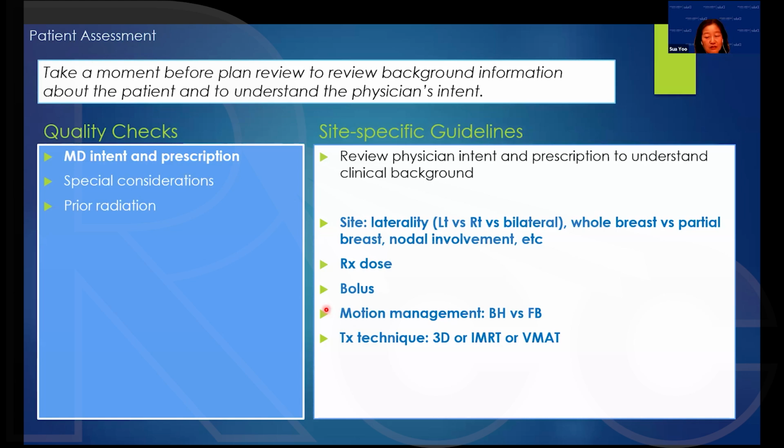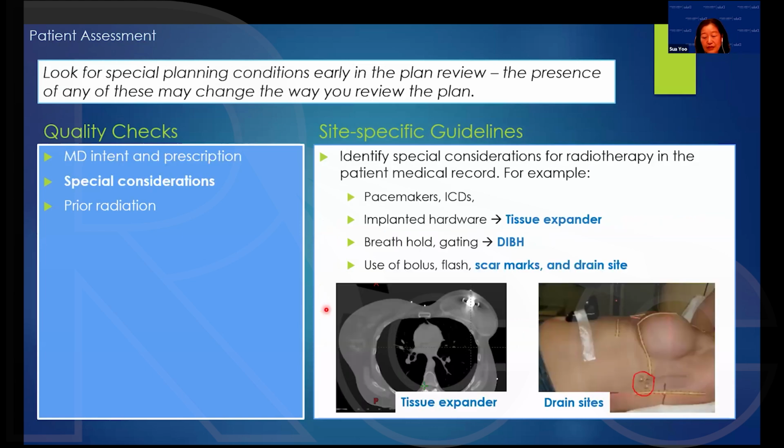Prescription dose, if we know in advance, that's great, but sometimes physicians don't tell you what the exact prescription would be. Bolus, typically we have chest wall cases, mastectomy cases, we use bolus, alternate day type of thing. Motion management, whether it's going to be breath hold or free breathing. In general, left side, most of the time we try breath hold in addition to free breathing and compare. Right side, depends. If the liver is well inside of the treatment field, then we might try breath hold as well. And treatment technique, whether it's 3D, IMRT, VMAT type of thing.